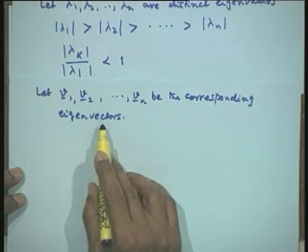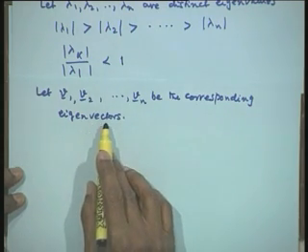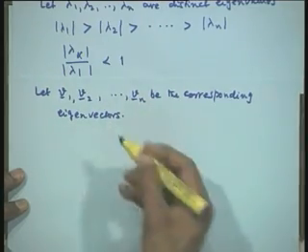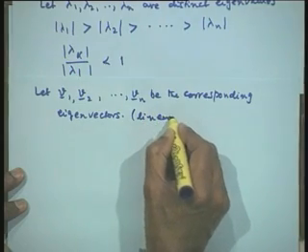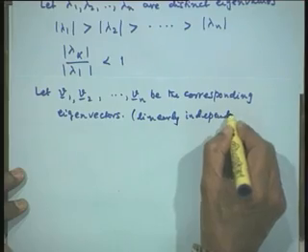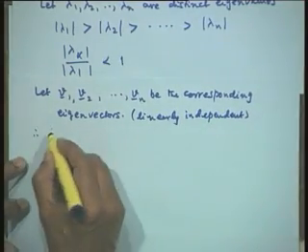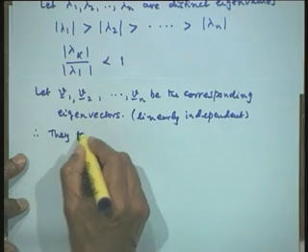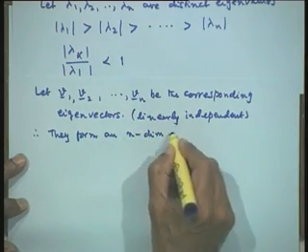dimensional space. Similarly, since these are corresponding eigenvectors and these are linearly independent eigenvectors, they form an n dimensional vector space. Therefore, these are the corresponding eigenvectors, but they are also linearly independent. Therefore, these eigenvectors form an n dimensional vector space.